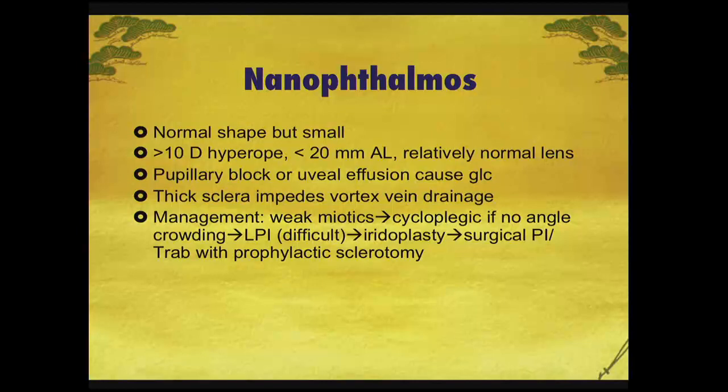These eyes have very thick sclera, which can impede vortex vein drainage, so that's why they can get suprachoroidal effusions. The management is typically, you first start off with weak miotics. You can use a cycloplegic if there's no angle crowding. You want to try to do an iridotomy. You can try to do iridoplasty. And if you have to do surgery, you want to do prophylactic sclerotomies.